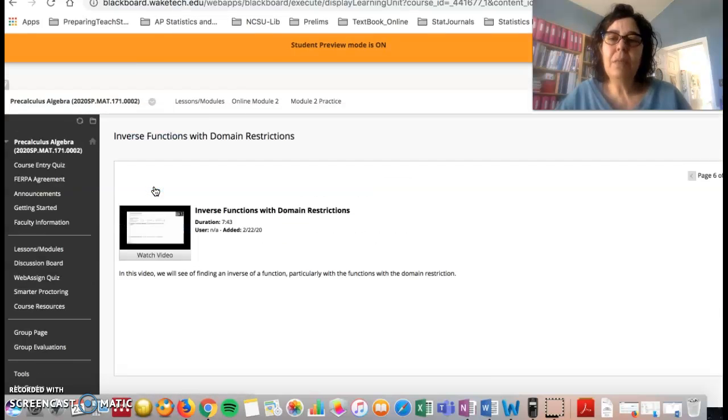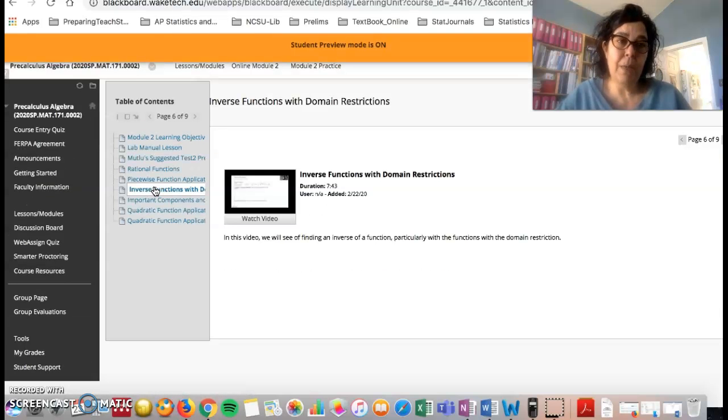The other one is an inverse function with the domain restriction. We know how to find an inverse of a function, but what if there is a domain restriction either in the inverse or the original function? For instance, taking an inverse of y equals x squared could be different than taking an inverse of y equals x plus 1. Because y equals x squared is not a one-to-one function, we need to bring domain restrictions there. Please watch this video.